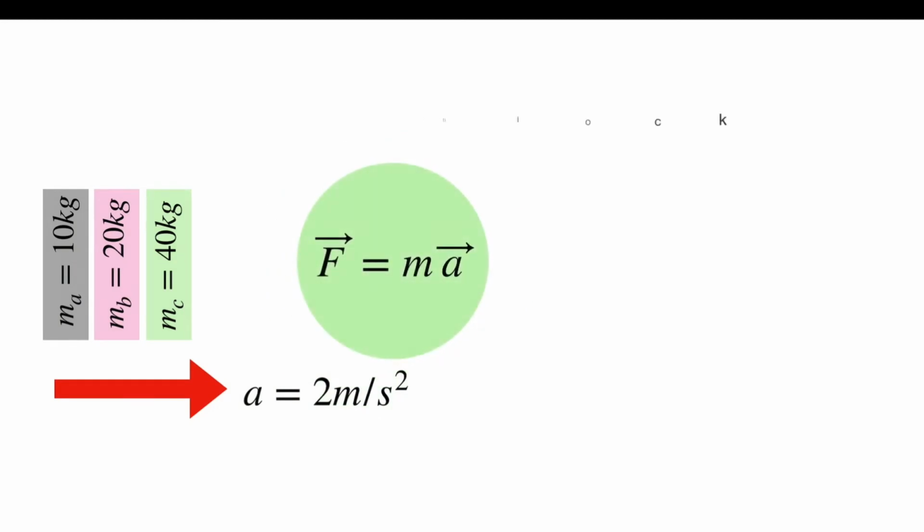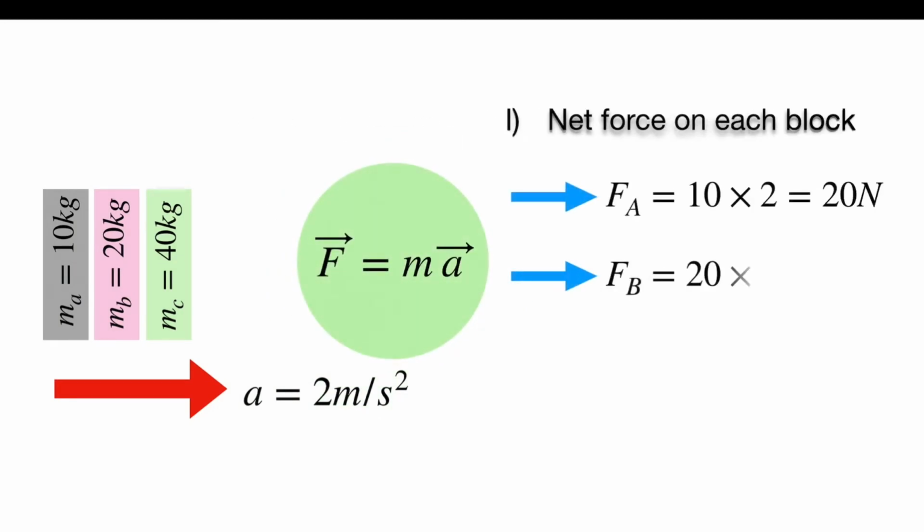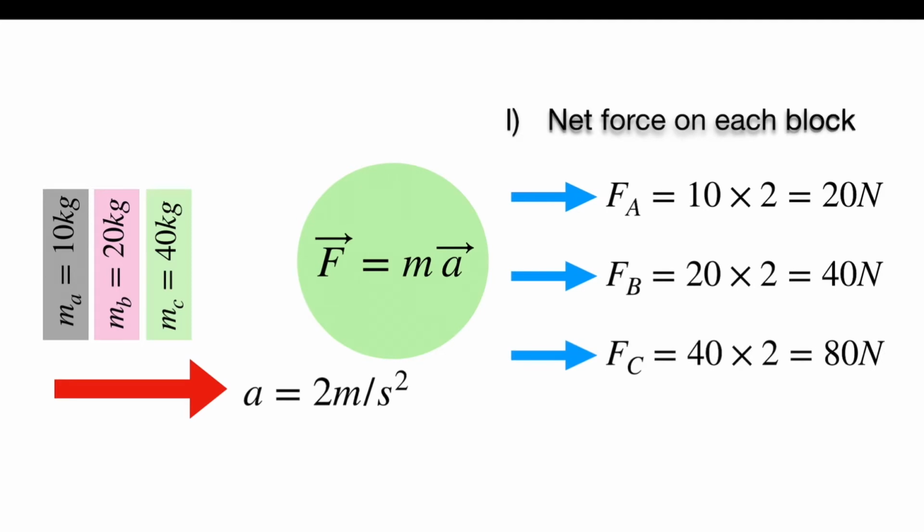But the blocks are of different masses. So even for the same acceleration, as per Newton's second law of motion, each block will be experiencing a different net external force. For example, here the net external force on block A is given by the mass of that block, which is 10 kg, multiplied by its acceleration. So the net force on block A is 20 Newton. Similarly, we can find out the net external force on blocks B and C.